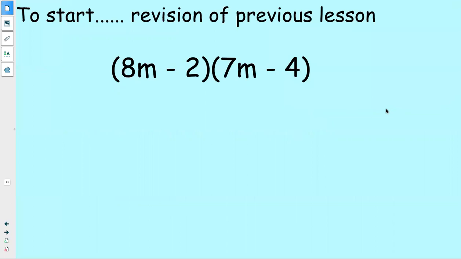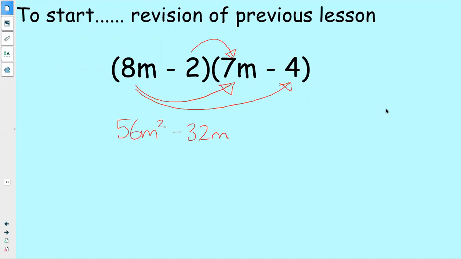Okay, just to start, just revision of the previous lesson, so multiply out these brackets. You can use the box method, you can use split and repeat, you can use the FOIL method, whatever you are comfortable with. I'm just going to use the FOIL method here. So 8m multiplied by 7m is 56m squared. 8m multiplied by -4 is -32m. And I've got -2 multiplied by 7m, -14m. And -2 multiplied by -4 is a +8.